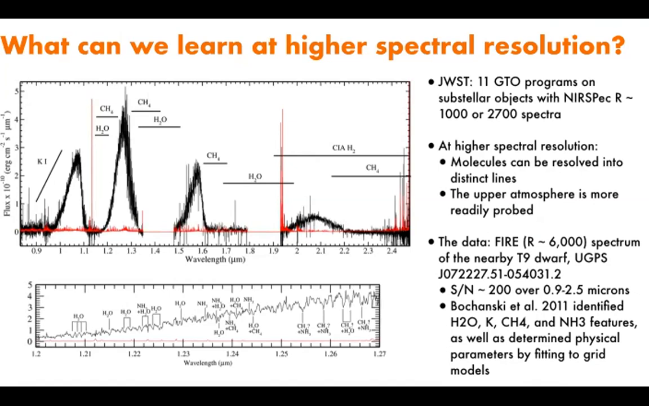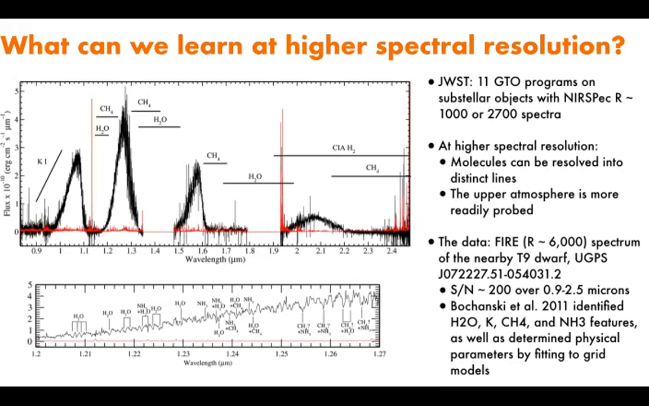Here are some initial thoughts about how things might change. As you increase the resolution of a spectrum, molecules can start to be resolved into distinct lines, like we've talked about a lot this week. So it's easier to tell which features are from water versus methane, but then the accuracy of the line list that you use becomes really important as well. In addition, the upper atmosphere is more readily probed by your strong lines, so the upper end of your temperature-pressure profile is going to be better constrained.